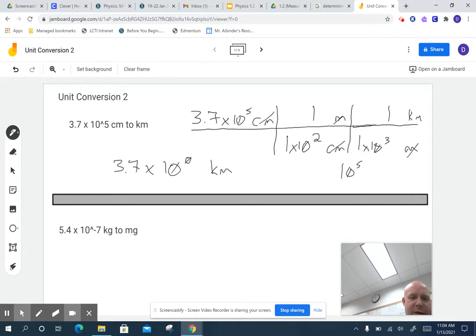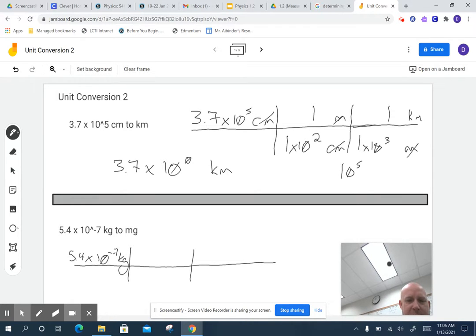So you've got kilograms to milligrams, which passes through grams. So we're going to take that into account. Okay, so we're going to do 2 jumps. So let's start off with 5.4 times 10 to the -7th kilograms. Now, I'm going to jump to grams first, and I know 1 kilogram is 1 times 10 to the 3rd grams. And then we're going to make another jump to milligrams from grams.